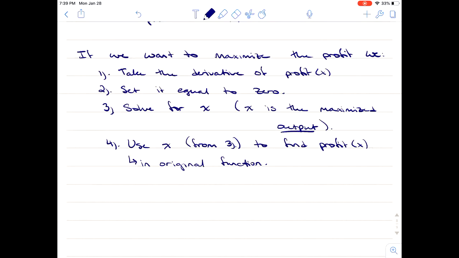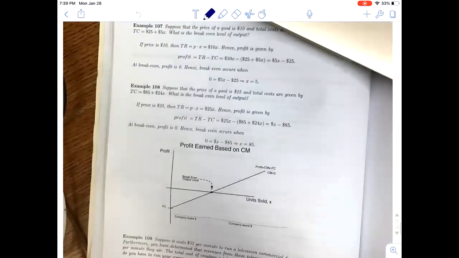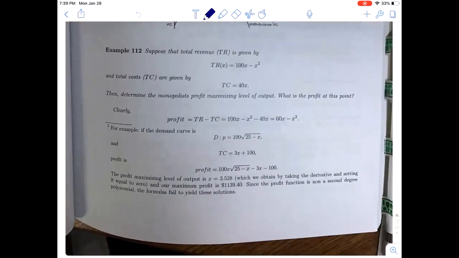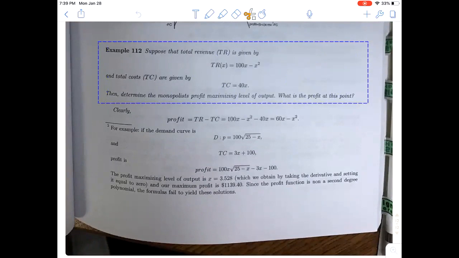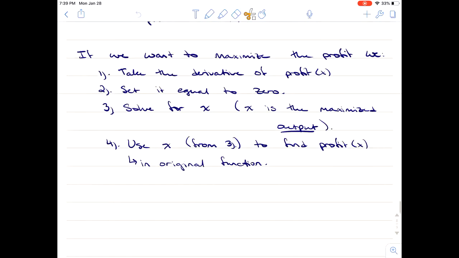So, do I have an example of this or what? 112, I'm thinking. Yeah. So example 112.